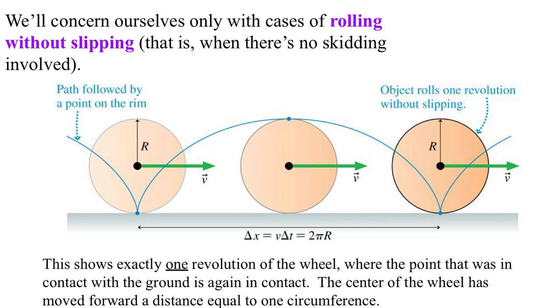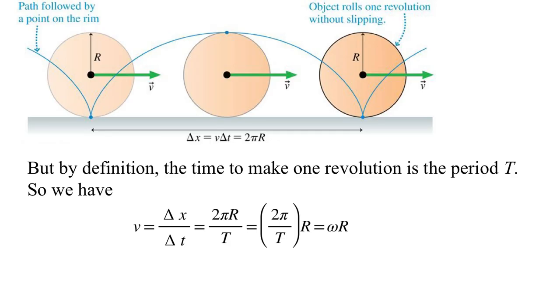So we again can watch the path of a point, and it goes up and comes back down. And we can see that there's exactly one revolution of the wheel until it's back in contact. It goes around once, and the center of the wheel has moved forward a distance equal to one circumference in that time. But then by definition, the time to make one revolution is the period.